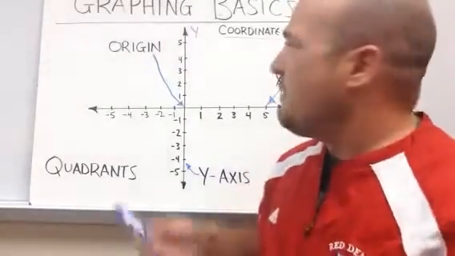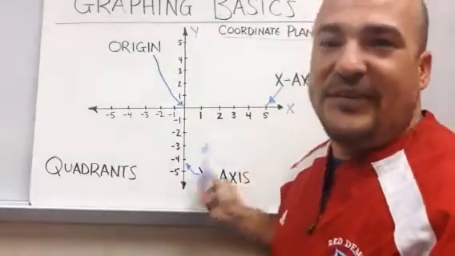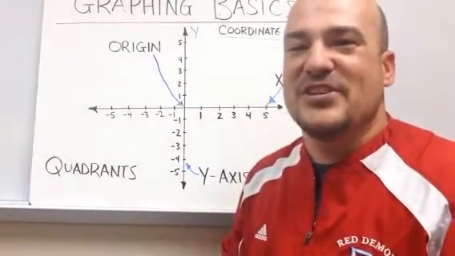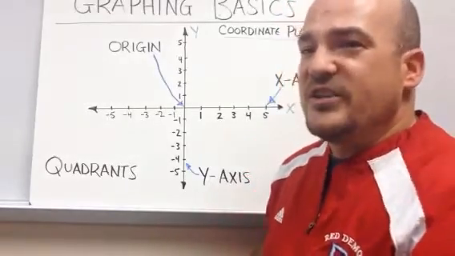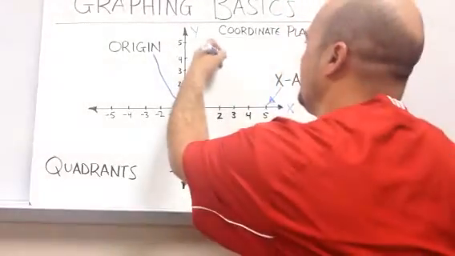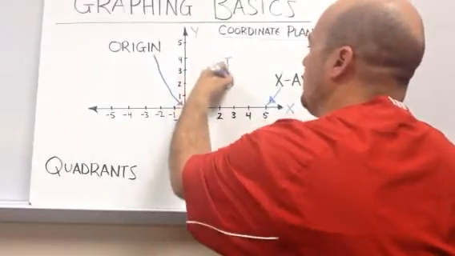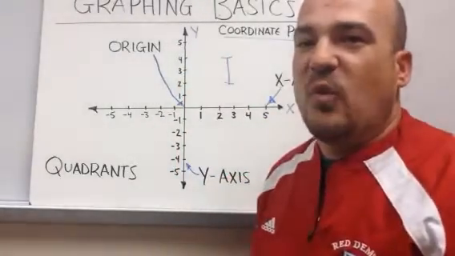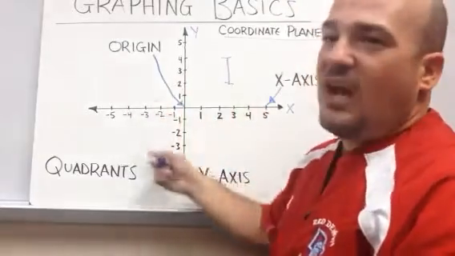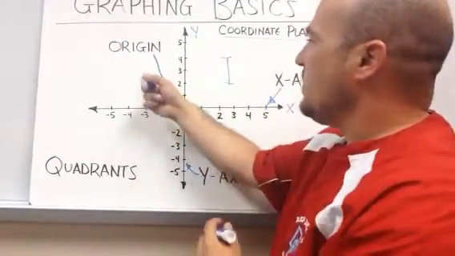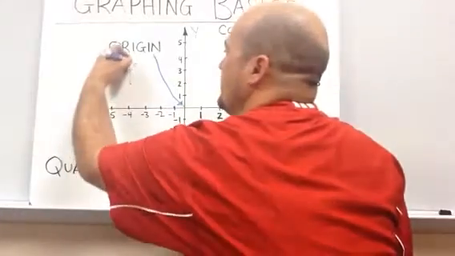If it were me numbering them, I would go 1, 2, 3, 4. Okay, but that's not the way the mathematicians back in the day decided to number them. So these are the quadrants. The first quadrant is right here. We call that quadrant number 1. The second quadrant, now they go in a counterclockwise direction. Counterclockwise. So over here would be quadrant 2.